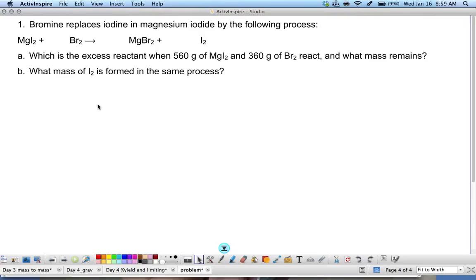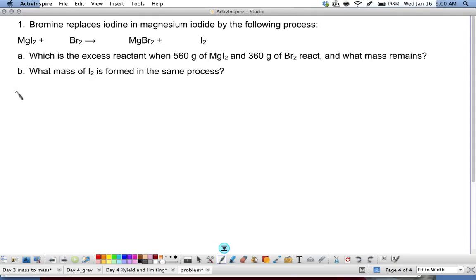This is problem 3 from the homework. And of course, where we're always going to start is by balancing the equation. And it looks like it's all balanced. Wonderful. Okay, so we have 560 milligrams of magnesium iodide and 360 grams of bromine. And the first question asks, which is the excess reactant?